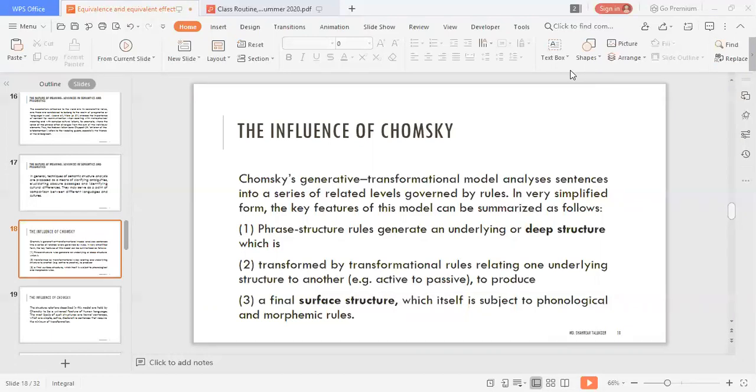So are you familiar with the terms deep structure and surface structure? These two were introduced by Chomsky. No, sir. Okay, no problem. But I will make it simple for you.